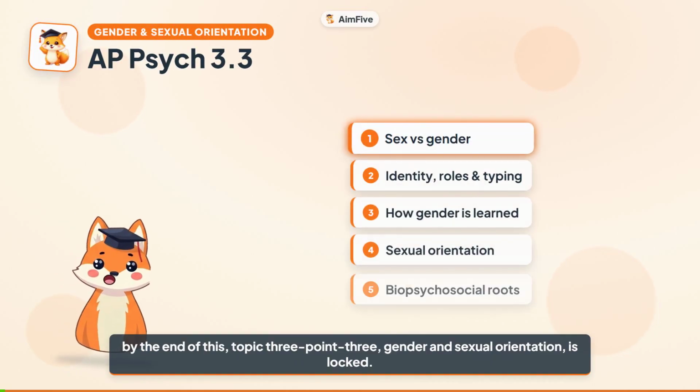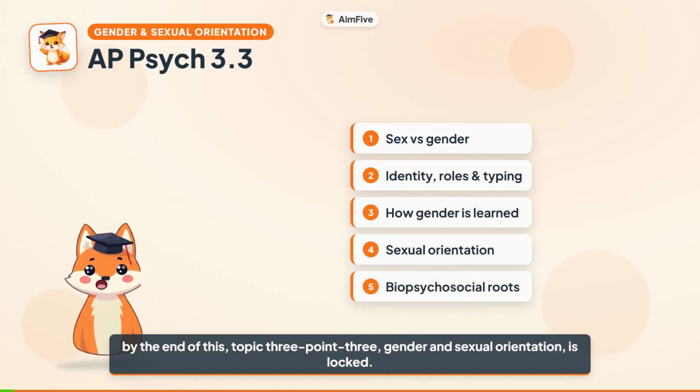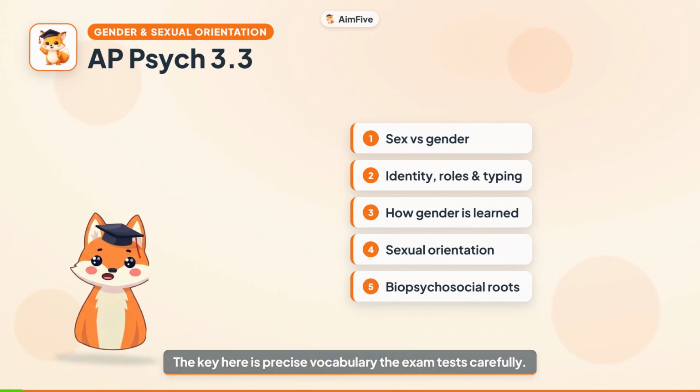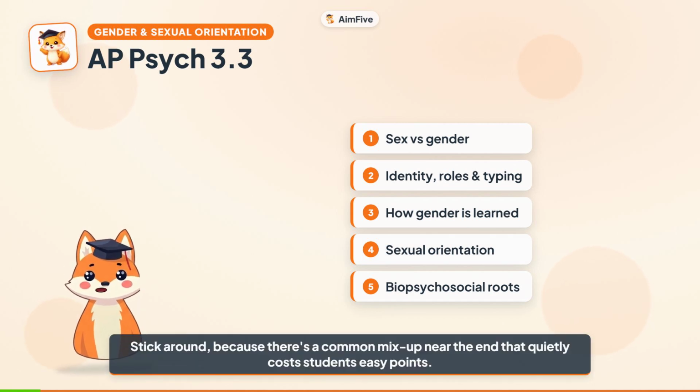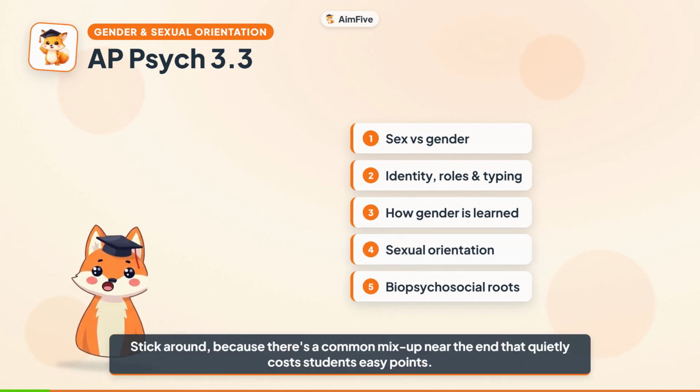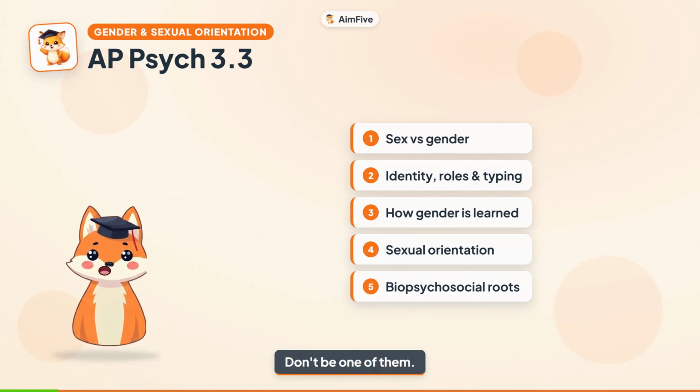Quick promise. By the end of this, topic 3.3, gender and sexual orientation, is locked. The key here is precise vocabulary the exam tests carefully. Stick around, because there's a common mix-up near the end that quietly costs students easy points. Don't be one of them.